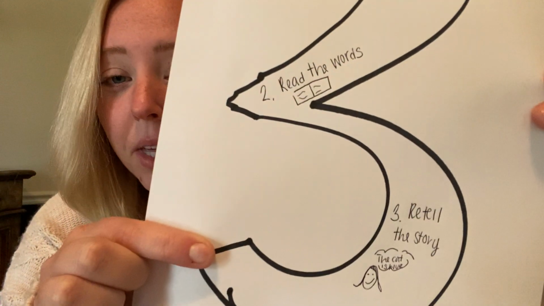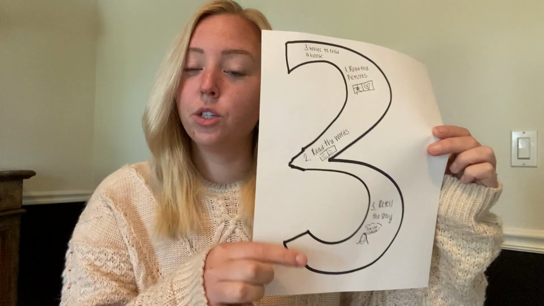And our last way to read a book is by retelling the story. And retelling means that you tell us what happened in the story, but you don't need to tell us everything. Maybe just tell us a few things that happened.